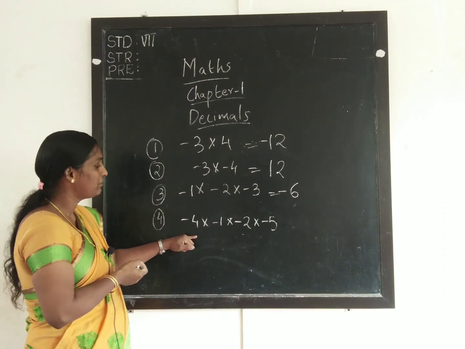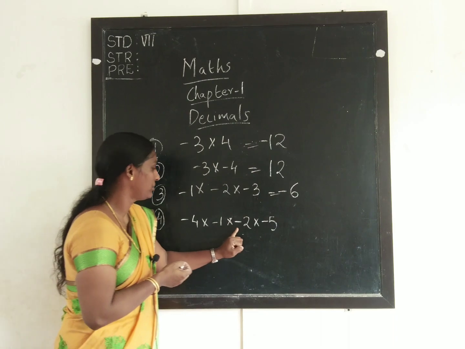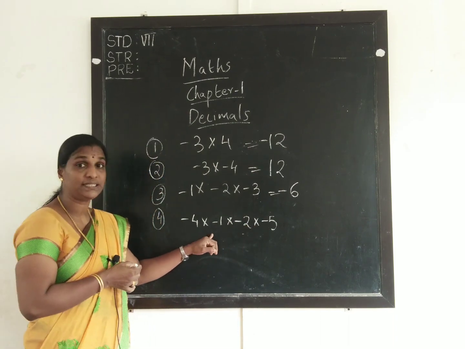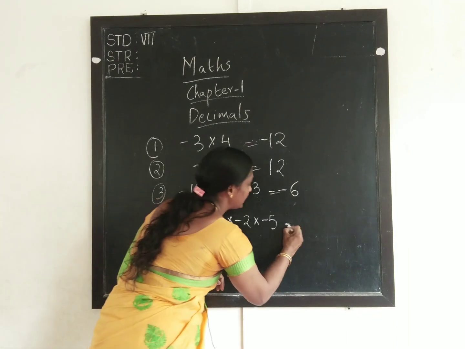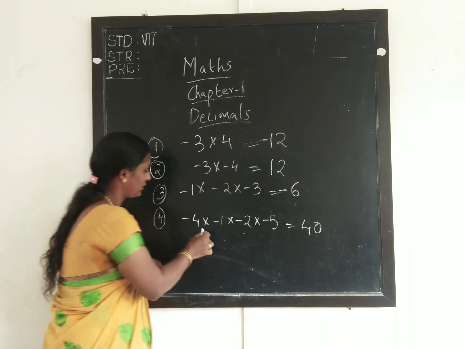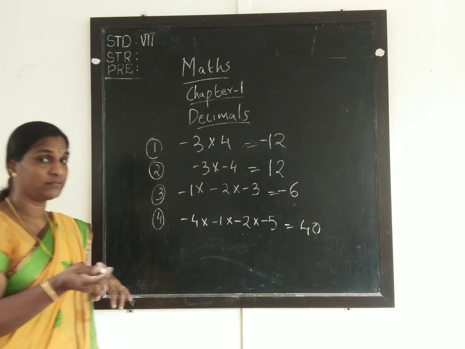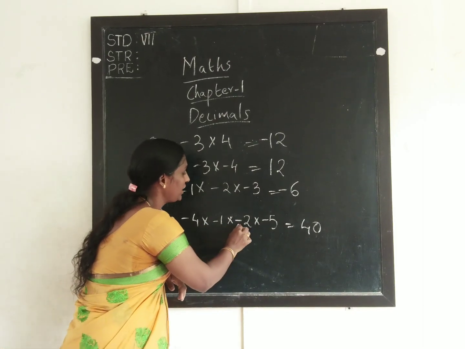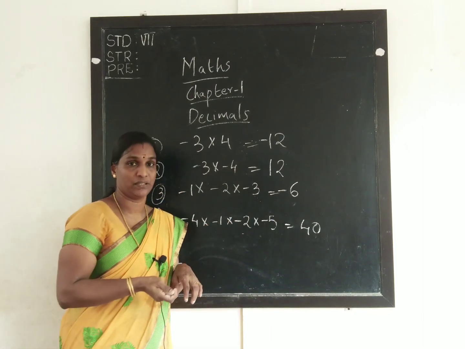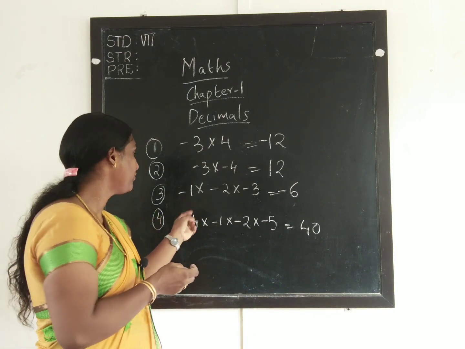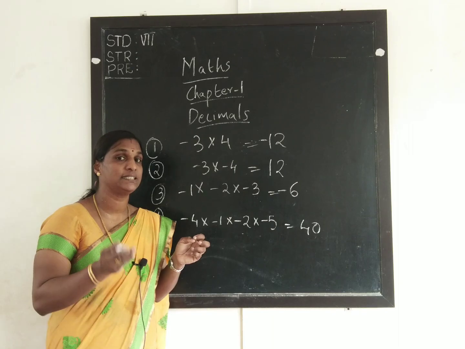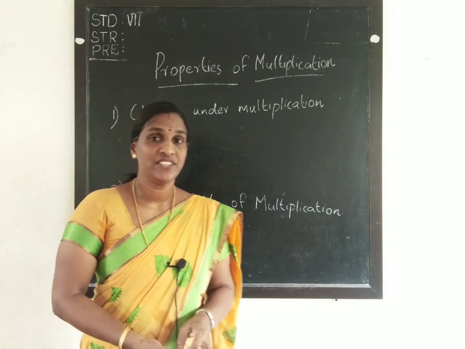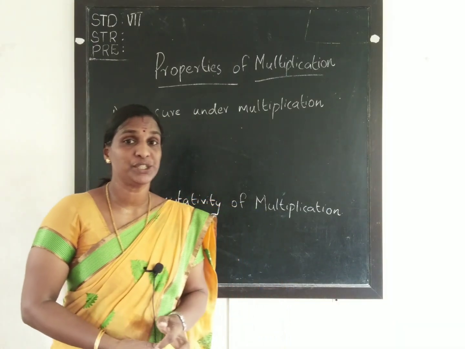And in the last example, there are 4 negative numbers. When we find the product, 4 into 2 is 8, 8 into 5 is 40. The answer is 40. And what is the number of negative numbers? 1, 2, 3, 4. 4 is an even number. So when the number of negative numbers in the question is even, what is the answer? Answer is positive. Now we have studied some rules in the multiplication of integers.